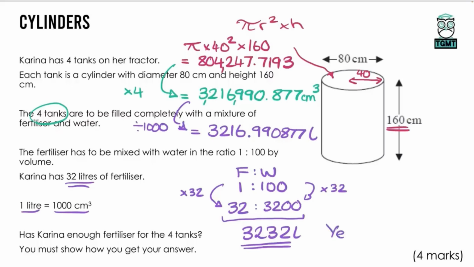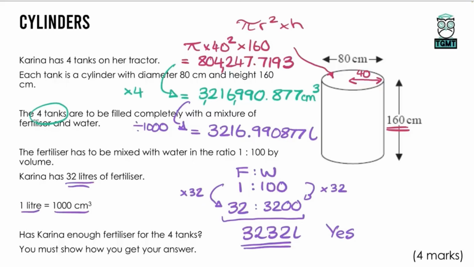So we would say, yes, and you could write next to that, she will be able to fill the tank. She can write any sort of explanation you want with it because she has 3,232 litres and the tanks are only 3,216. So she is going to be able to fill them. And there we go. That was a functional volume question dealing with cylinders.